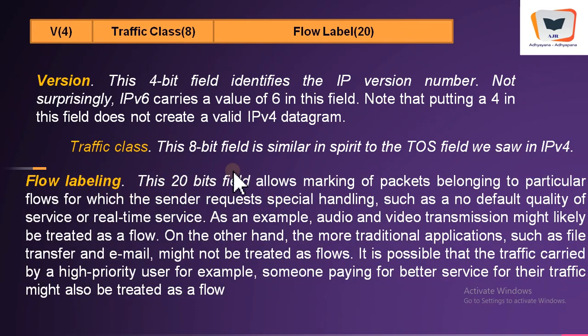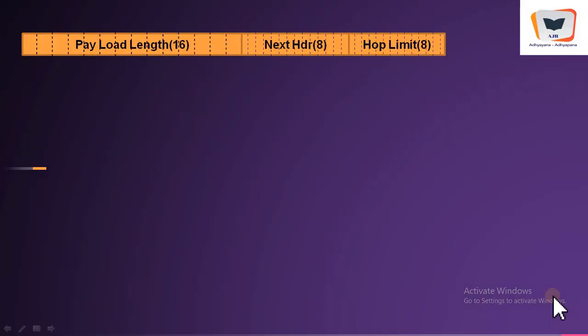Flow label. This 20-bit field allows marking or labeling of packets belonging to particular flows for which the sender requests special handling, such as non-default quality of service or real-time service. As an example, audio and video transmission might likely be treated as a flow. On the other hand, the more traditional applications such as file transfer and email might not be treated as flows. It is possible that the traffic carried by a high priority user, for example someone paying for a better service for their traffic, might also be treated as a flow. That is the meaning of flow.